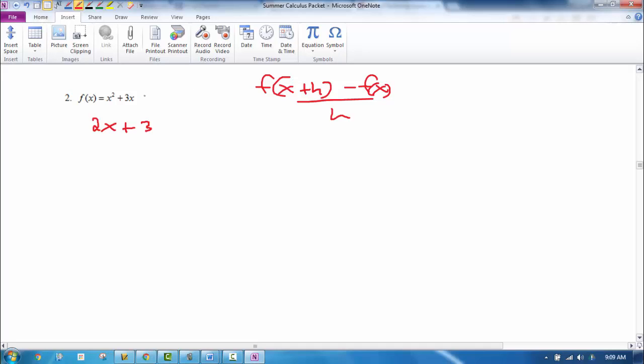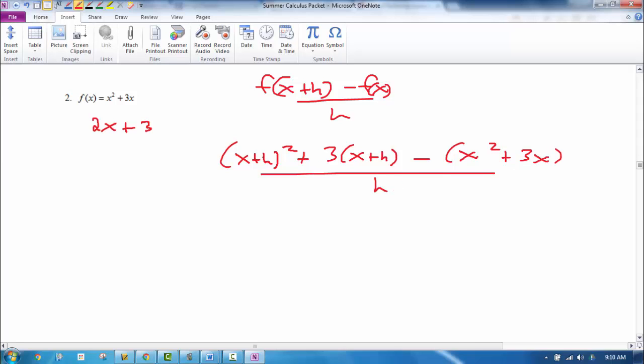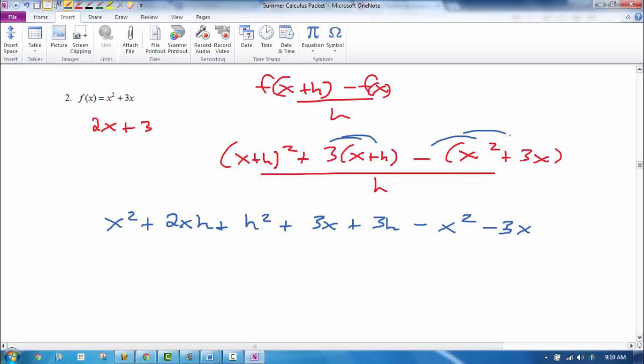Plug x plus h in for x, and you get (x plus h) squared plus 3 times (x plus h). Then we need to subtract the original function, x squared plus 3x, and that's still all over h. So I'm going to simplify. Let's FOIL out the first, and I get x squared plus 2xh plus h squared plus 3x plus 3h minus x squared minus 3x. So I just distributed this and this as well.